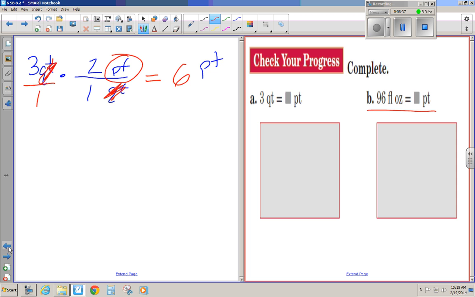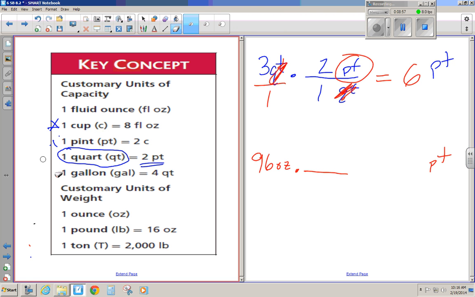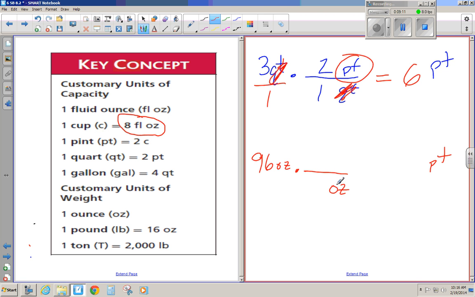96 fluid ounces, and we're trying to get to pints. All right, well, let's take a look. So, multiply by a conversion factor. We're using these key concepts: ounces and cups. Right here, 8 fluid ounces. Ounces has to go on the denominator. Cups go on top.